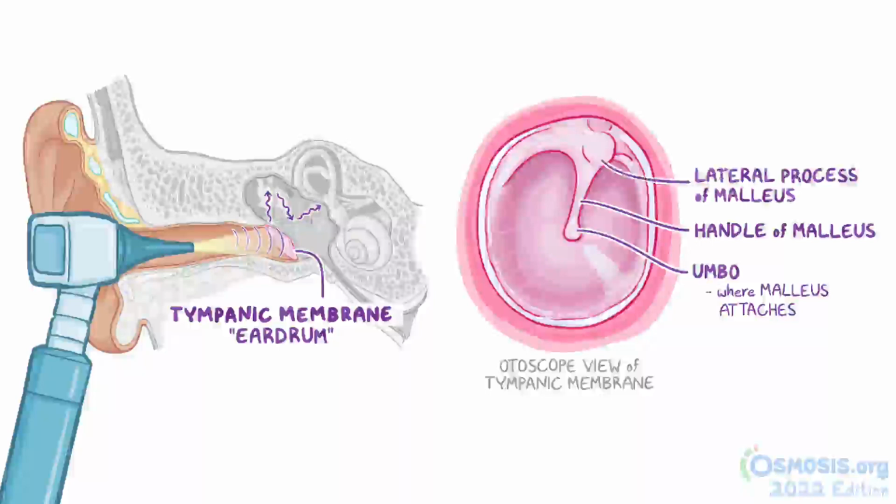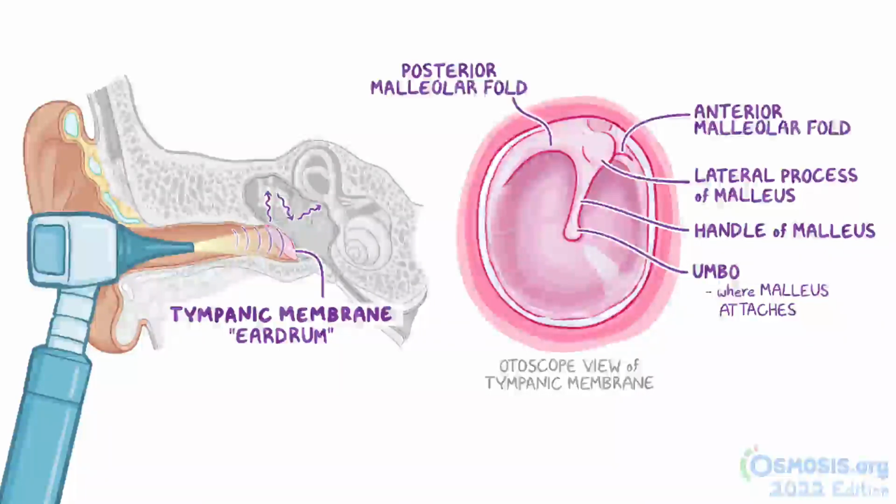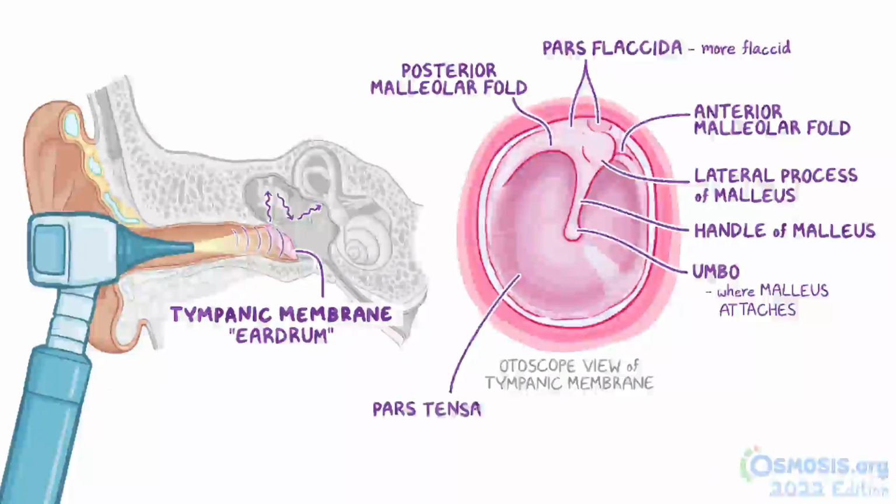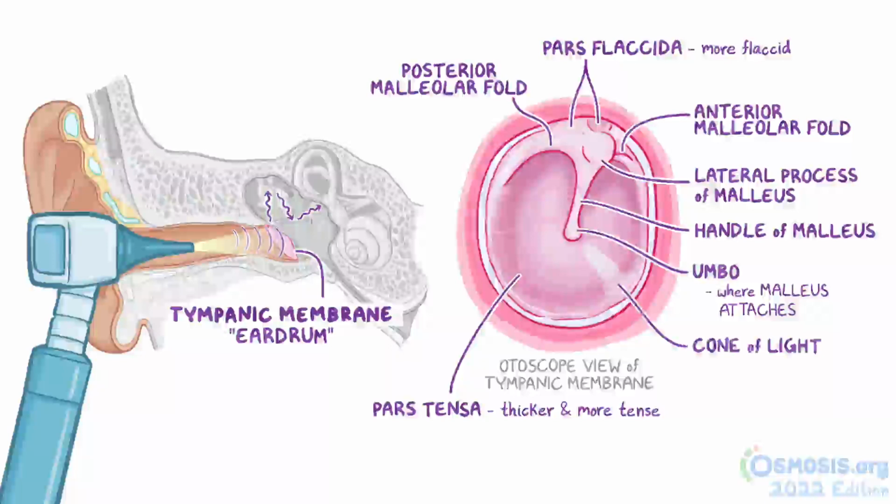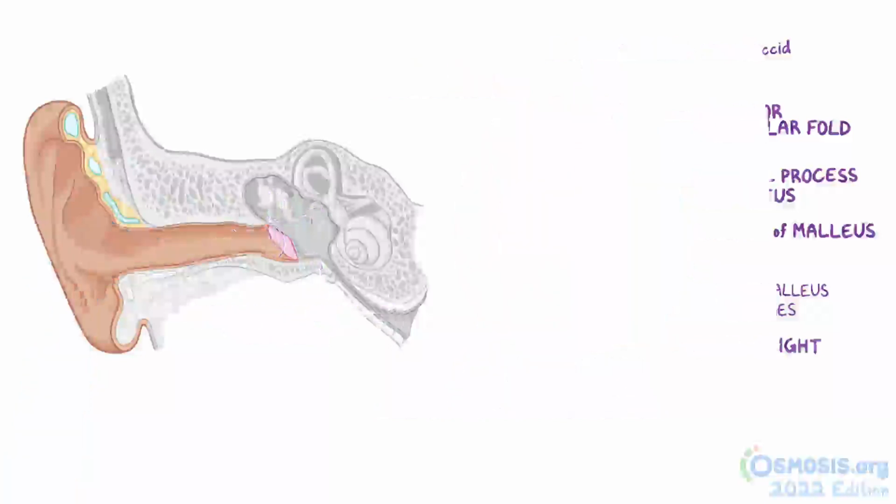Two lines extend from the lump, the posterior and the anterior malleolar folds. The thin membrane superior to these lines is called pars flaccida, as this portion is more flaccid, while the rest of the tympanic membrane is called pars tensa due to this portion of the membrane being thicker and more tense. During examination with an otoscope, the light from the otoscope reflects off the tympanic membrane and creates a cone of light that extends anteriorly and inferiorly from the umbo.